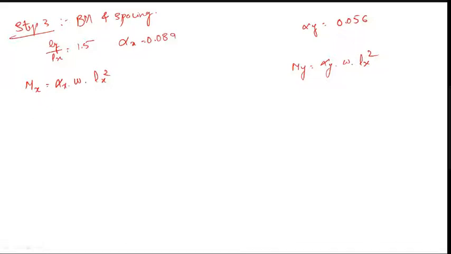Therefore, alpha x value, how much we have got? 0.089. W value we have got 6. Lx is also 6, whole square. Therefore, Mx is equal to 19.22 kilonewton meter per meter. We are calculating for per meter. Here we'll take W, that is the total load without 1.5. Just take the working load. IS 456 has clearly mentioned only working load, not ultimate load.